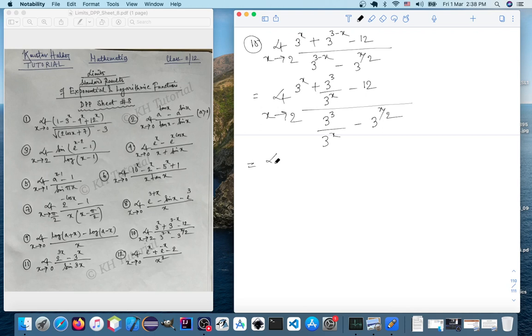This becomes limit x tending to 2, 3 to the power 2x plus 3 cube minus 12 times 3 to the power x, divided by we have 3 to the power 3 minus 3 to the power 3x by 2.